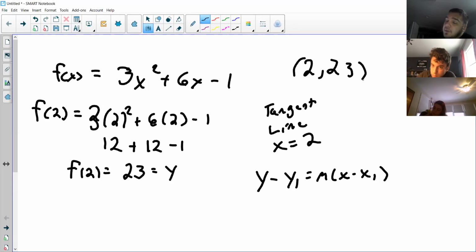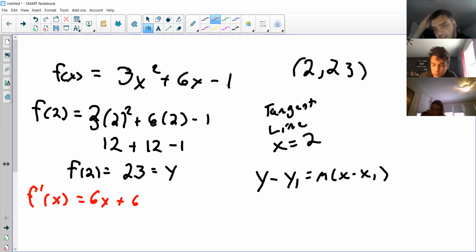So now we need the slope, but luckily for us, we have a way to find the slope at any given point on any given function, and that's the derivative. So what we're going to have to do is take f prime of this function, and I'll do it in different colors so it's clear. So we need f prime of this function, which is going to be 6x plus 6, and the 1 gets canceled out because it's a constant. But not only do we need the function, we need the actual slope at that point. So now we're going to plug in f prime of 2.